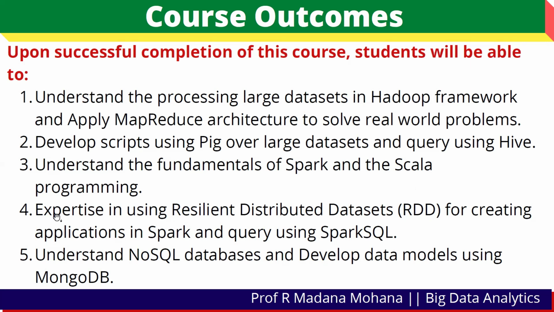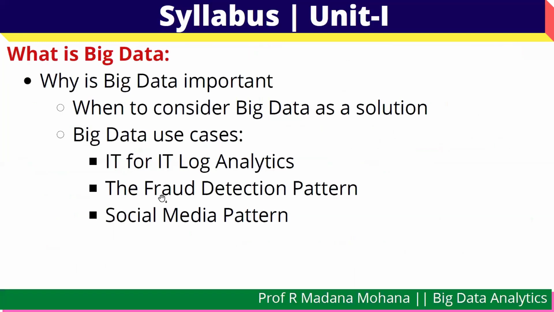The next outcome, expertise in using resilient distributed data sets, that is RDD, for creating applications in Spark and query using Spark SQL. Final outcome, understand NoSQL databases and develop data models using MongoDB. MongoDB is one of the NoSQL databases. These are all the outcomes a learner or student will be able to achieve after completion of this course.